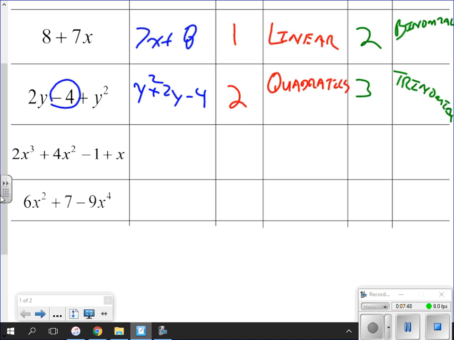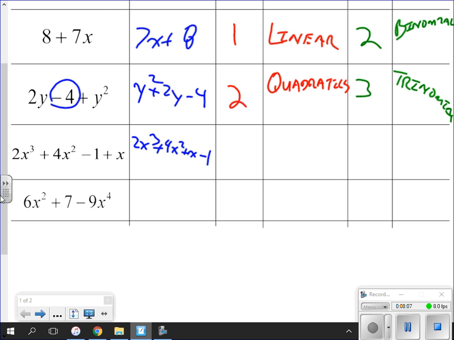In standard form, this would be 2x cubed plus 4x squared plus x minus 1. It's almost in standard form, but not quite. You just lost the last 2.